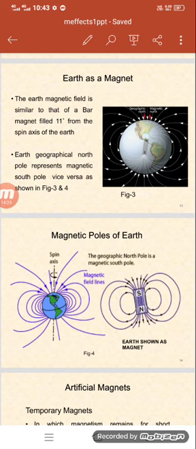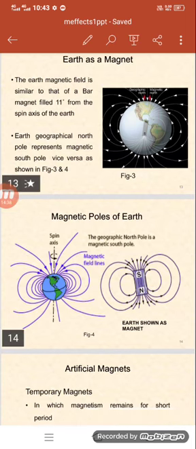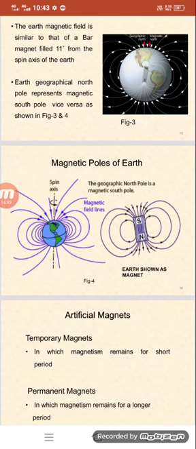That's why the top side of the earth is acting as a south pole. The geographical north pole is a magnetic south pole. The geographical south pole is a magnetic north pole. So the earth is shown as a magnet. In picture 4b, we have a magnet similar to our bar magnet, with the south pole on the top and the north pole on the downside. That's why we show south pole on the top side and north pole on the bottom side.